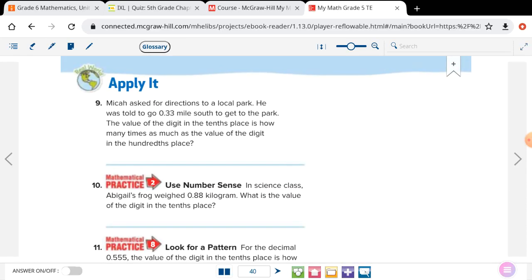So let's look at number 9 on the next page. Micah asked for directions to a local park. He was told to go 0.33 miles south to get to the park. The value of the digit in the tenths place is how many times as much as the value of the digit in the hundredths place. Okay, Emma Lapp, I'm going to have you walk me through this one. What two places am I focusing in on?